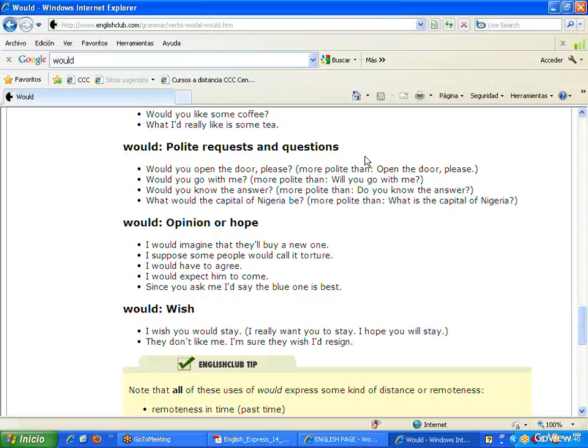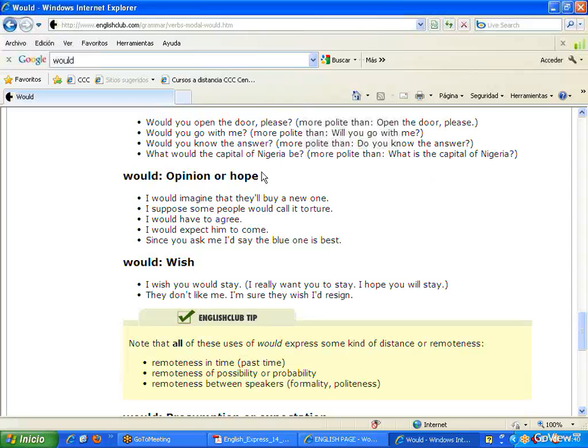Opinion or hope, okay? This is more complicated. We're not going to really use this today. Well, we're going to use some opinions. I would imagine that they will buy a new car. Clearly, someone has some money. And this is an often used expression. I would have to agree. Yes, I would have to agree. Okay, I would expect him to come. And here with wish. I wish you would stay.